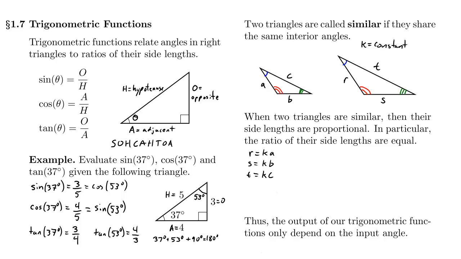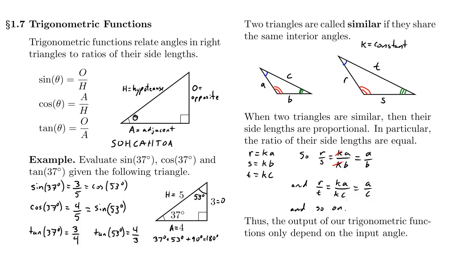Thus the ratio of two side lengths, say r divided by s, equals k times a divided by k times b, which is just a over b. So the ratio of two side lengths in one triangle is the same as that same ratio of side lengths in the second triangle. This would not happen if the triangles did not have the same interior angles. The same happens for other ratios as well.